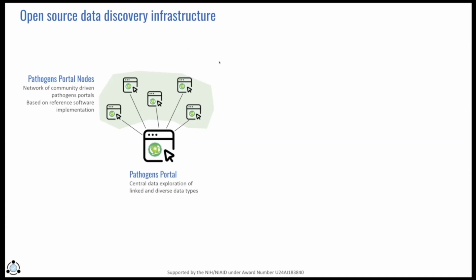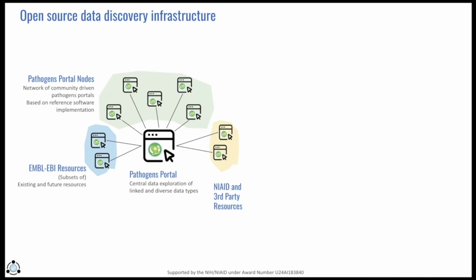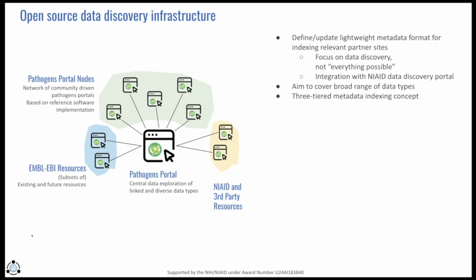and to provide a central discovery point across all of these, but also to provide discovery of related EMBL-EBI resources or subsets thereof which are relevant for pathogen research, as well as third-party resources, again, or subsets thereof which are relevant for pathogens research, and of course to also integrate with NIAID's own discovery system so that we really have central discovery capability across both a broad range of data types and a broad range of resources.